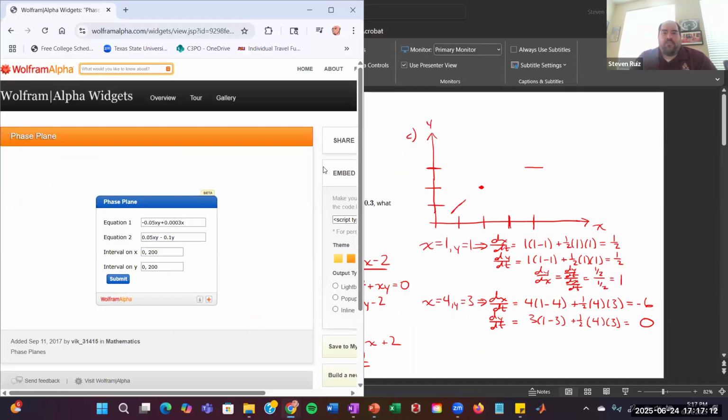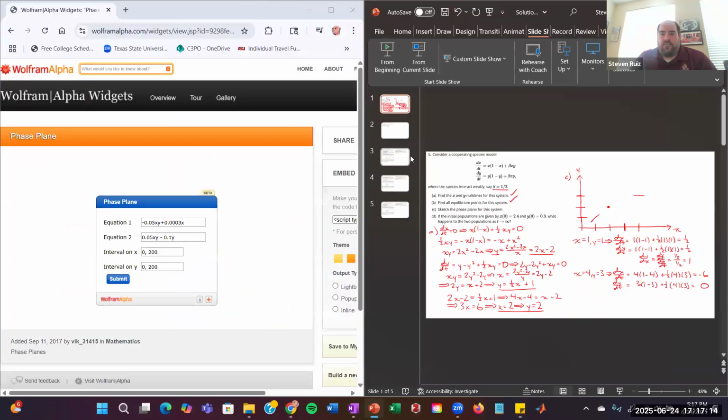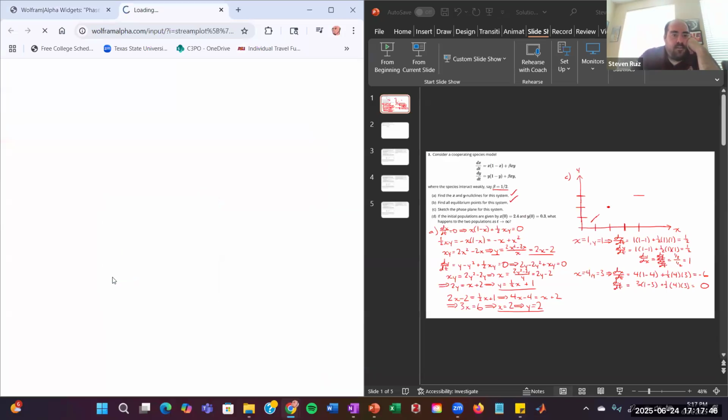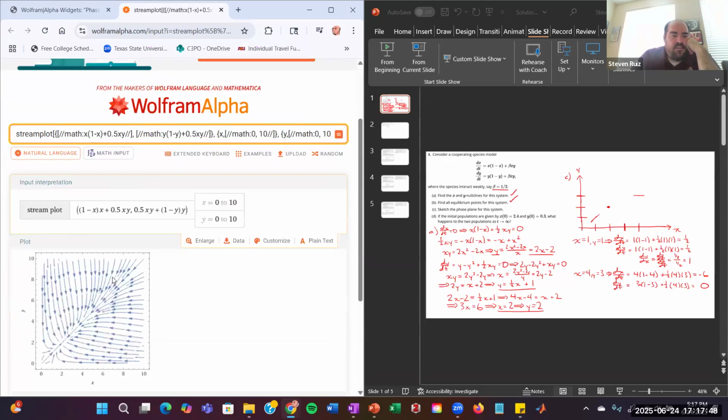So my equation number 1 is going to be x times (1 minus x) plus 0.5xy. Equation 2 is going to be y times (1 minus y) plus 0.5xy. What interval do I want to look at? Let's try 0 to 10, 0 to 10, and see if that's okay. 0 to 10, 0 to 10, and we'll look at a phase plane.